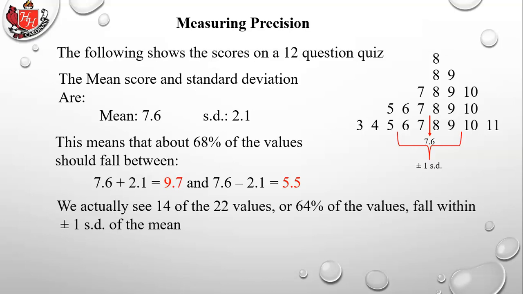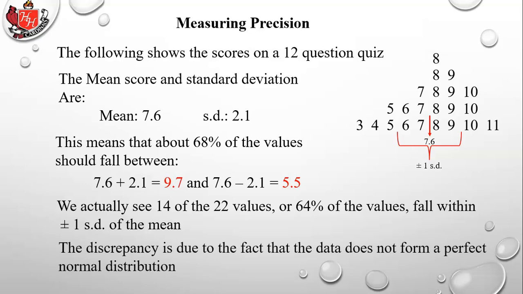We actually see 14 of the 22 values, if you count them, or 64% of the values, fall within plus or minus 1 standard deviation of the mean. The discrepancy is due to the fact that the data does not form a perfect normal distribution. You can see it's kind of lopsided. It's also that 22 is still not a very big set of numbers. If you got 100 or 1,000, then it would get very close to the 68%.